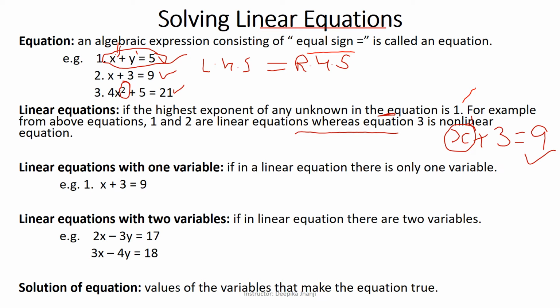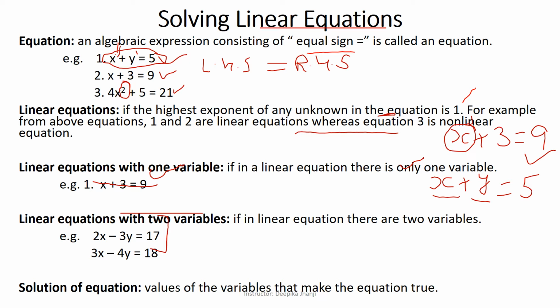Next we have linear equations with one variable. If there is only one variable in the equation, that means this is a linear equation with one variable. If I consider x plus y equals 5, here we can see two variables. So this is a linear equation with two variables. Now, to solve equations with one variable, we need only one equation. And if there are two variables in the equation, to solve them completely, we need two equations.